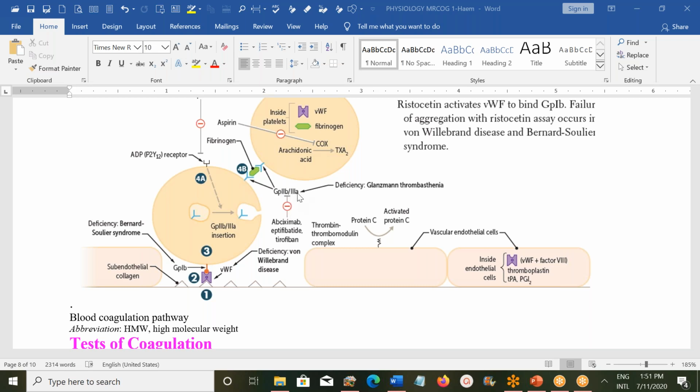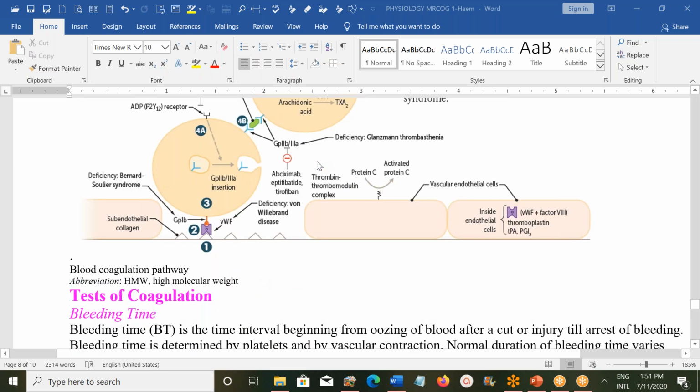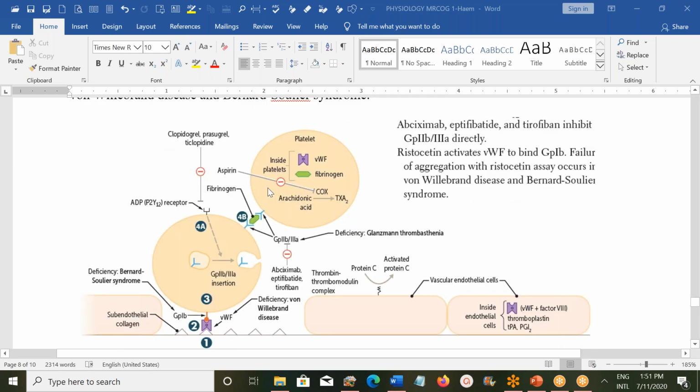So if we have to inhibit this receptor, we will have to give tirofiban, eptifibatide, and abciximab, like just now we said. They are going to inhibit the activity of this receptor directly, so the patient will not develop blood clots. That is the point, because you can stop this process at many different points like that.